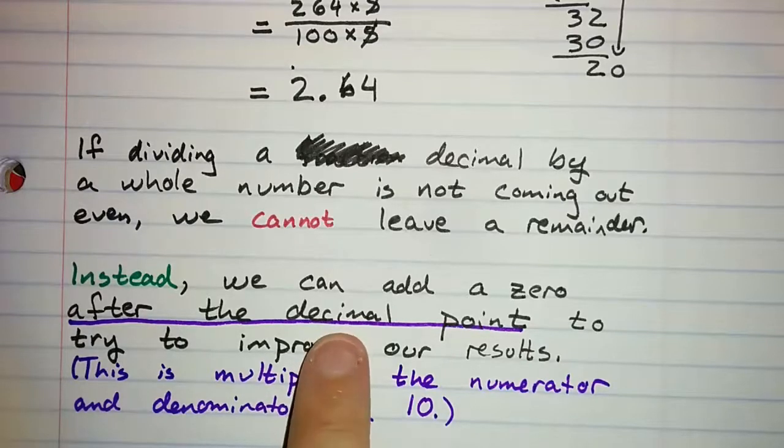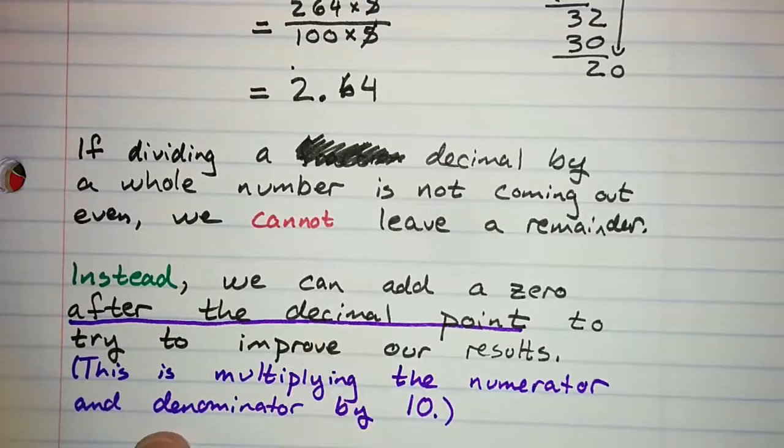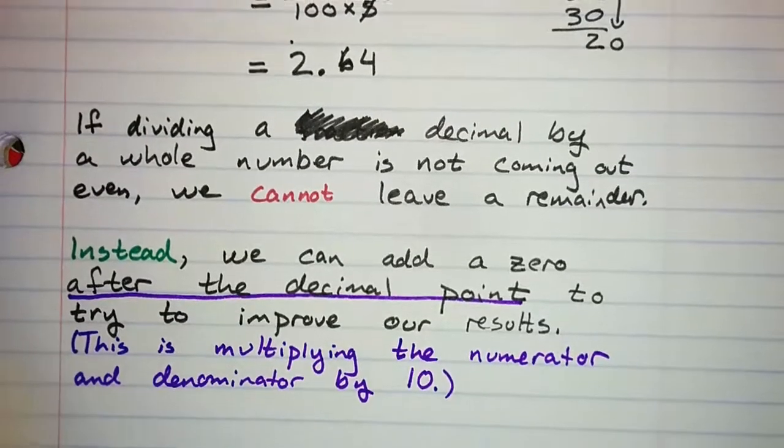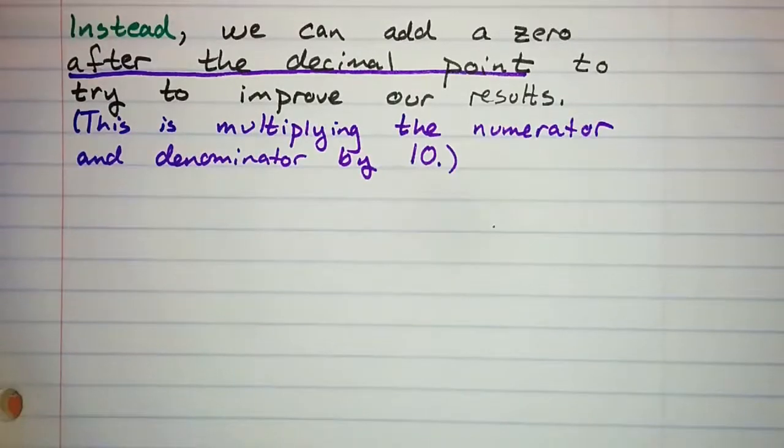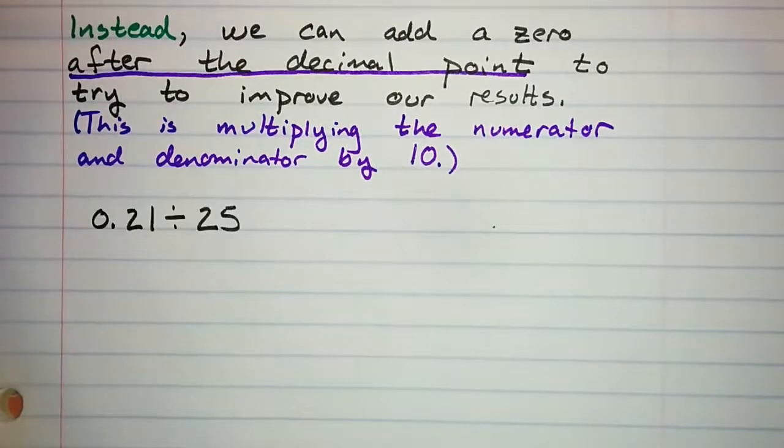When we're adding this 0 to the right of the decimal point, we're multiplying the numerator and denominator of our dividend by 10. So we're not changing the value of anything. We're just expressing the dividend in a way that's more useful to us. Let's see another example of this. Suppose we wanted to divide 0.21 by 25.